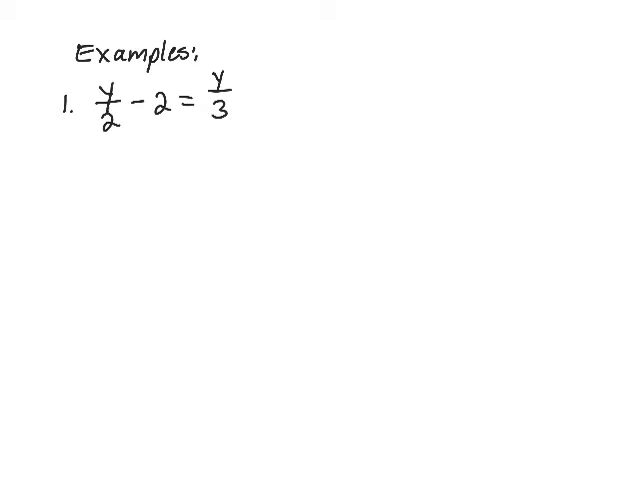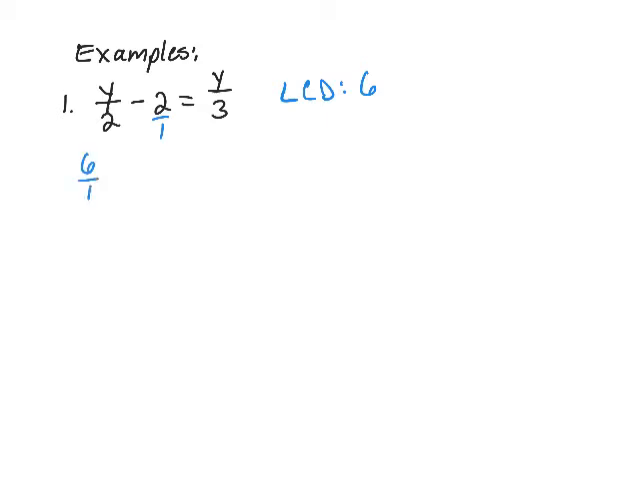The first one, y over 2 minus 2 is equal to y over 3. We want to find our LCD. And it's the product of every different factor you see. I can put the 2 over 1. So I have a 2 and a 3. The LCD is going to be 6. We're going to use that to clear out the denominators.